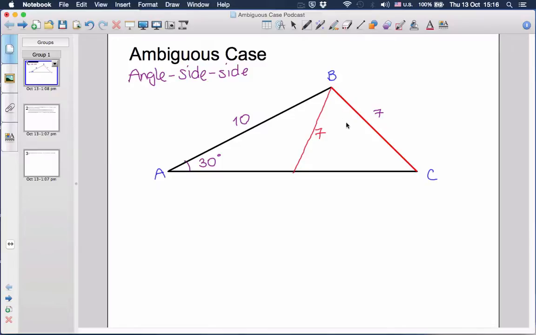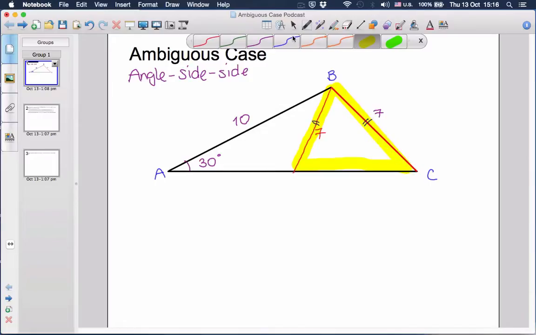Okay, so what happens then? Well, we know this length here is the same as this one. So if you look at the triangle in red, if this is C, this is also C, right? Then that's an isosceles triangle, and whatever this angle is, over here is going to be 180 minus that. Let's call it C prime. So you get two triangles.